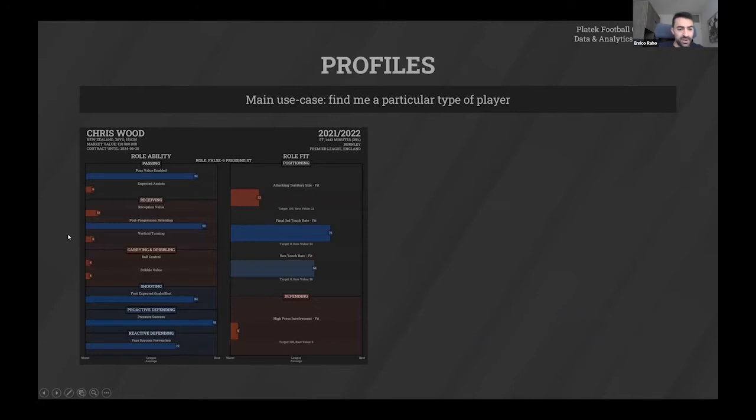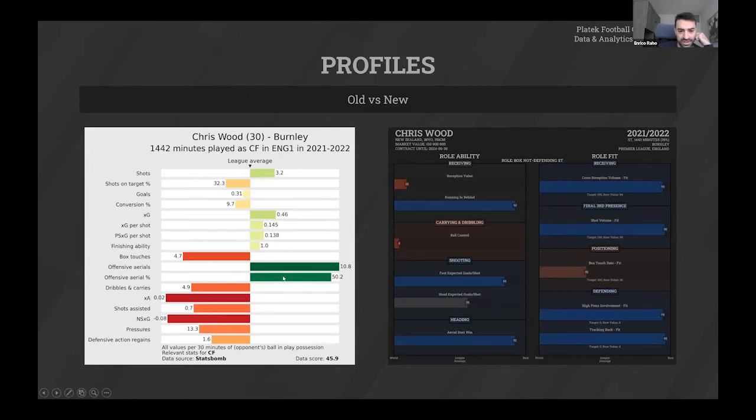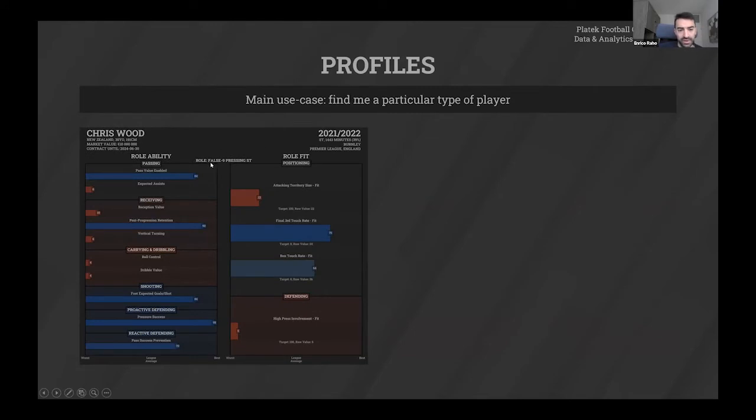You can find a player, for example, here. We really like the fact that Chris Wood is strong in the air and is getting on the end of chances. But what if we are looking for a false nine pressing striker? Let's say we decide to bring him in, and what does the data tell us? The data tells us that his attacking territory size is rather small. For a false nine, we want a guy who drops deep and tries to find space to combine with teammates. So we want a large attacking territory size, but Chris Wood doesn't have that.